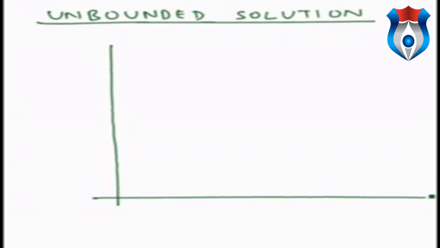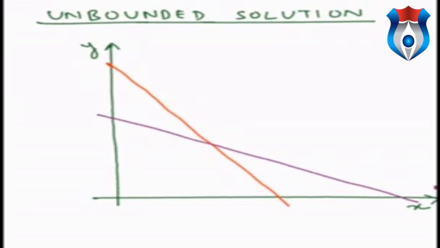Let's consider the horizontal axis as the x-axis and the vertical axis as the y-axis. Now I will draw the two constraints. Let's say this is the first constraint and this is the second constraint. The constraints have been given to us with a greater than or equal to sign.